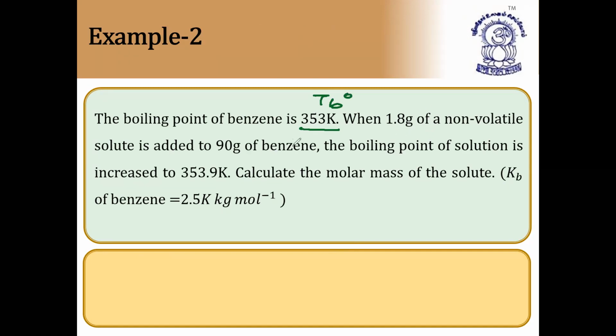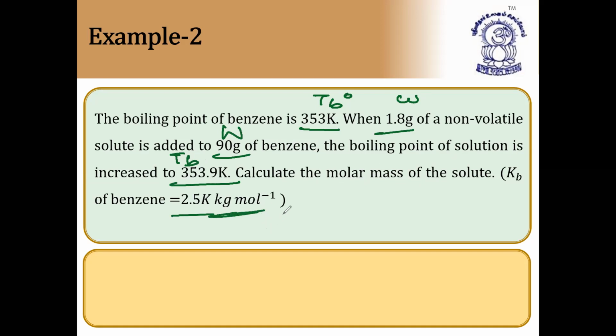1.8 is the weight of solute, small w. Weight of solvent is 90 grams. And the boiling point of the solution is increased to 353.9 kelvins. So this is TB, right? Now calculate the molar mass of solute, and they have given Kb of benzene also, 2.5 Kelvin kg per mole.